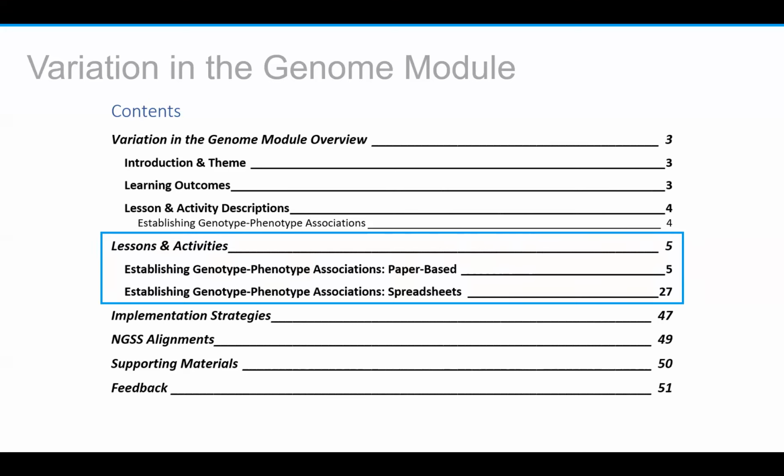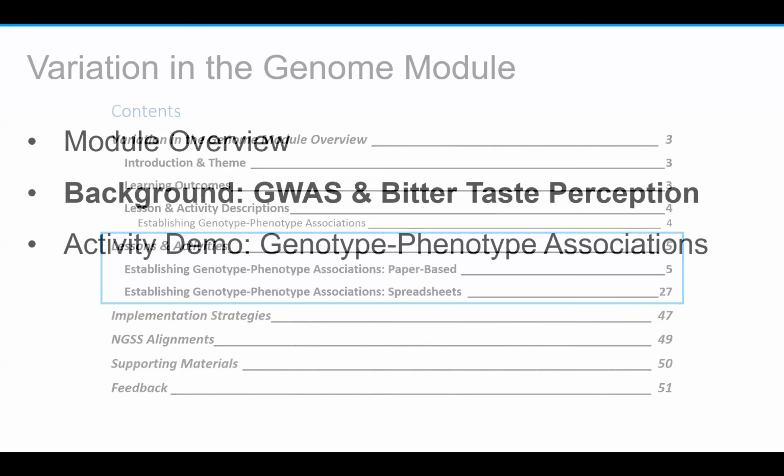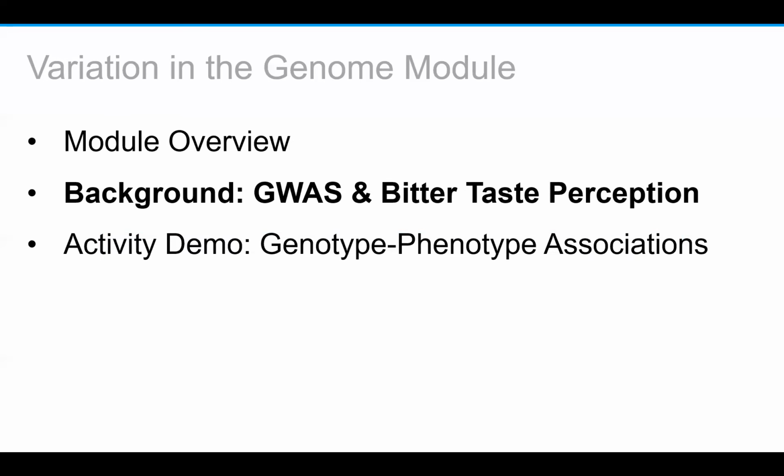Finally, students draw conclusions based on their calculations. Through guided questions, students consider whether they have established an association or causation and how broadly they could generalize their results. So let's dive into the activity in a little bit more detail. As the students would if you were introducing or implementing this module, we'll start with an introduction to genome-wide association studies and bitter taste perception. The information I will cover here is provided as a short introductory reading at the beginning of both versions of the activity.